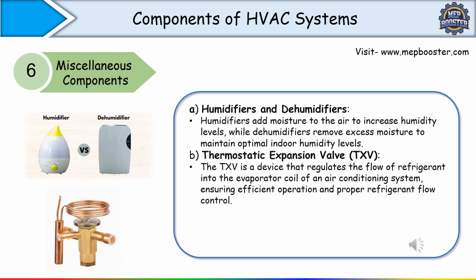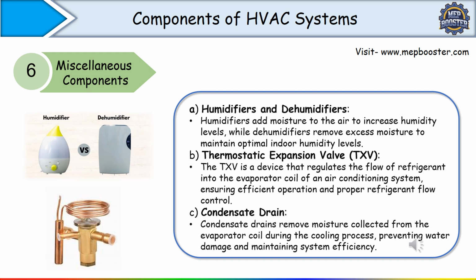Okay. So in summary, you can say the thermostatic expansion valve is a critical component in an HVAC system responsible for regulating refrigerant flow to maintain optimal evaporator coil performance and system efficiency. Okay, so this is all about the thermostatic expansion valve. Now in miscellaneous components, the next component is the condensate drain.